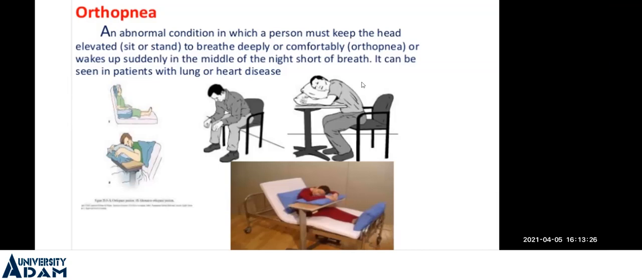Okay, Aisha, can you tell me please, in which system's dysfunction can it be caused? How do you think? Is it caused by dysfunction of what system, or problems in which organs? You can find the orthopnea position.